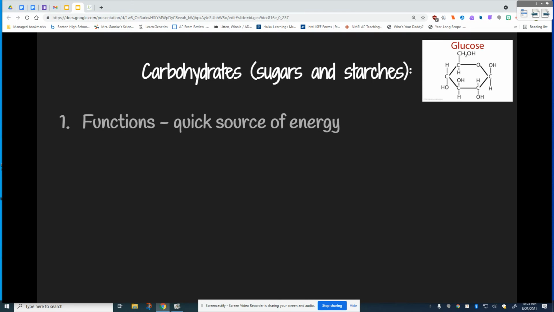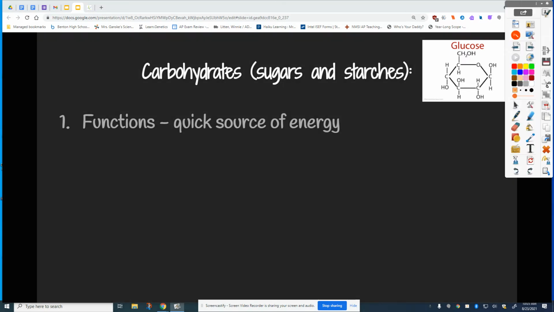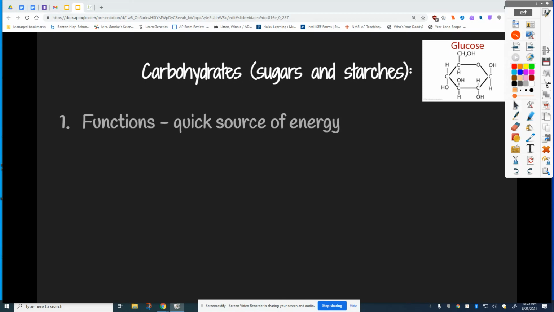All right, so let's talk carbohydrates. Carbohydrates are sugars and starches. And carbohydrates' main function is a quick source of energy.